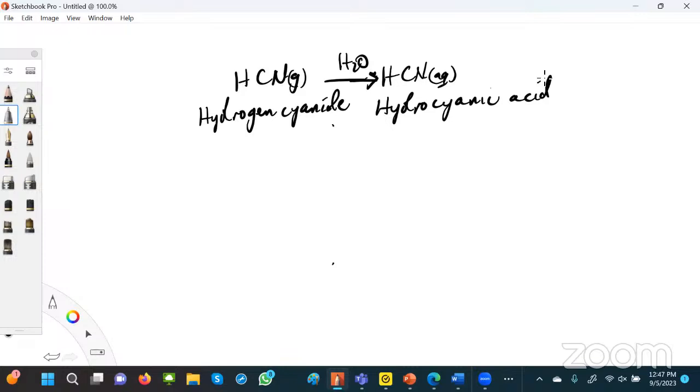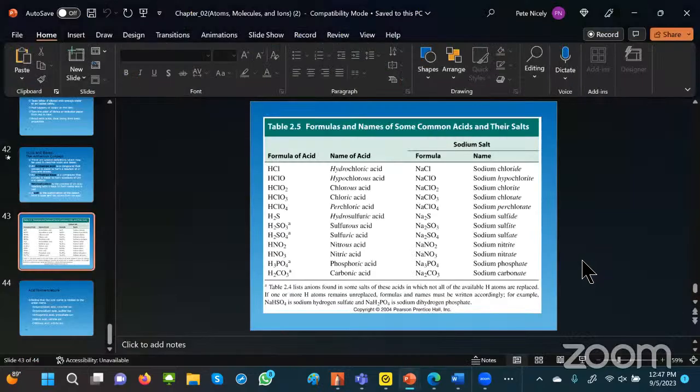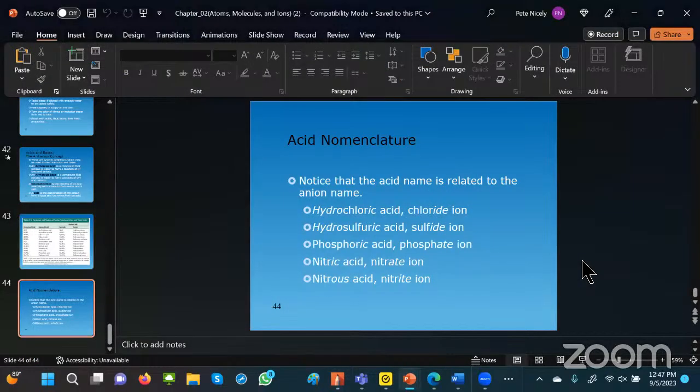Okay, so any questions about this? Any questions? Now, if I'm not mistaken, this is the very last topic in this chapter. Let me just check and make sure. So for hydro, just add IC at the end. For the binary acid, hydro, then the stem, and then IC acid. Yeah, exactly, right. Yeah, so that's basically it for this chapter.